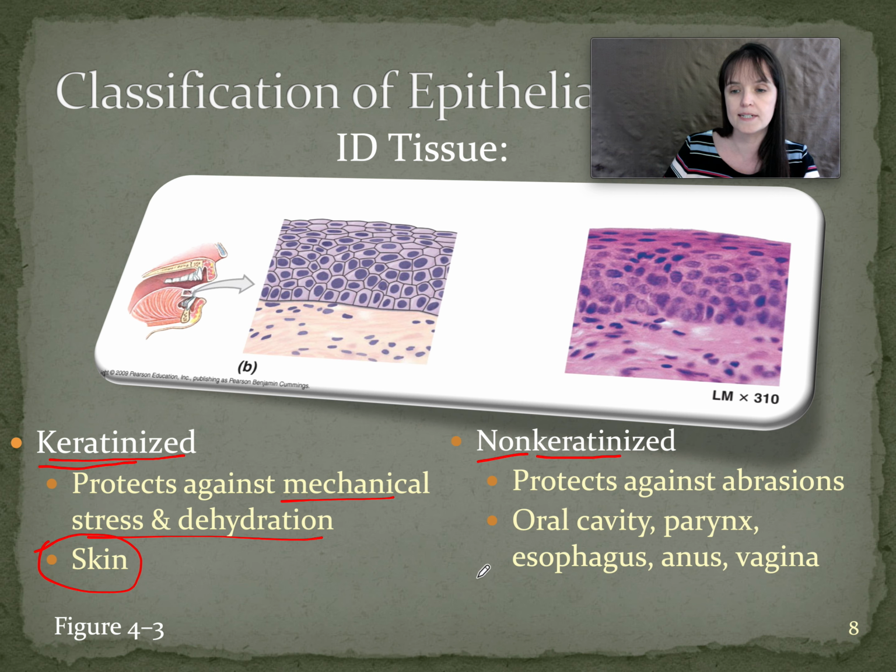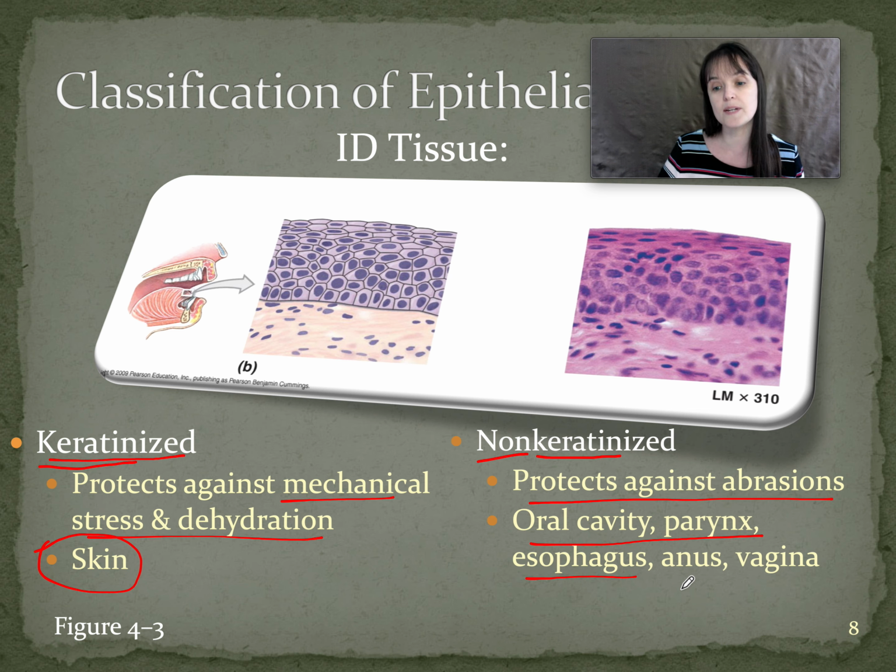And then you have non-keratinized, so without keratin, stratified squamous epithelia, and they protect against abrasion but not against dehydration. And these are found in the oral cavity, inside your mouth, the pharynx, the back of the throat, the esophagus, which is the tube down to the stomach, the anus, which is where you poop, and the vagina, which is where the baby comes out. 2402, we'll have more conversations about that. And the keratin is the protein in the skin cells that kills them and dries them out.